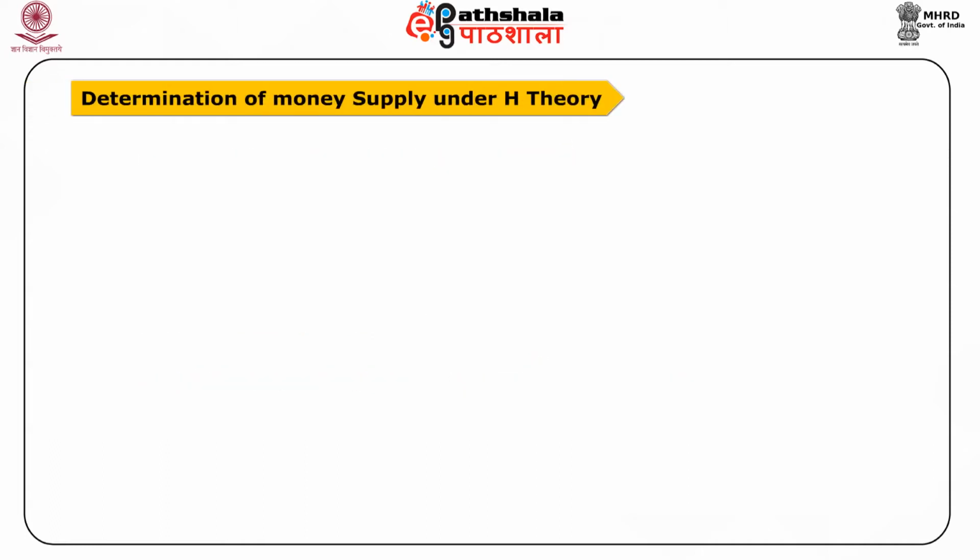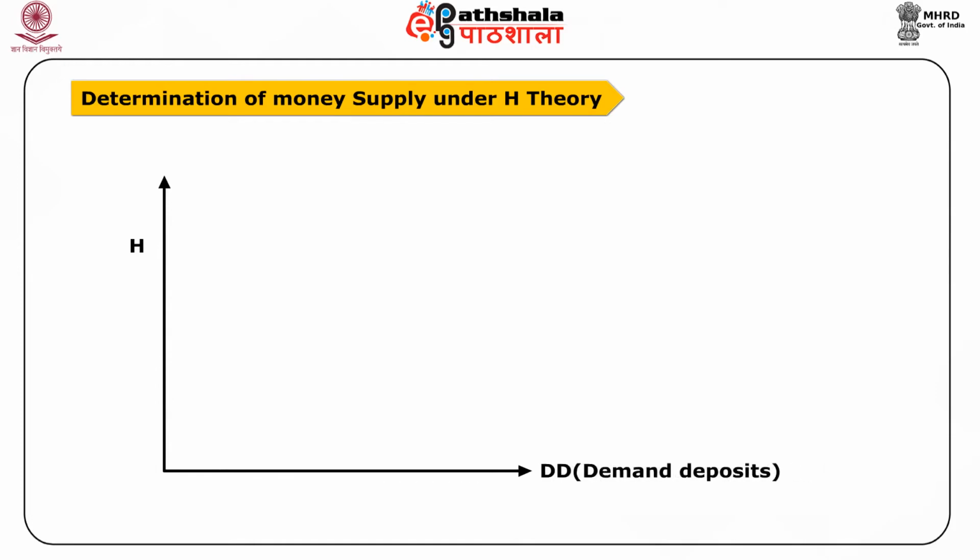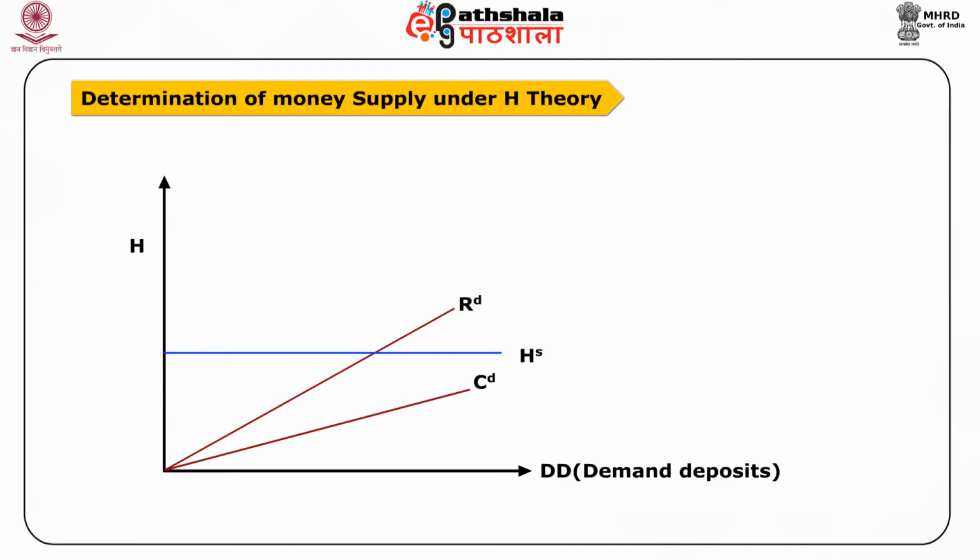Let us now understand the determination of money supply under the H theory of money supply with the help of a diagram. H is measured on the vertical axis, while demand deposits DD are on the horizontal axis. The supply of H is given exogenously by the monetary authorities as a line parallel to the horizontal axis, perfectly inelastic to DD. The CD curve has slope C, the RD curve has slope R(1+T), and the HD curve is the vertical summation of CD and RD.